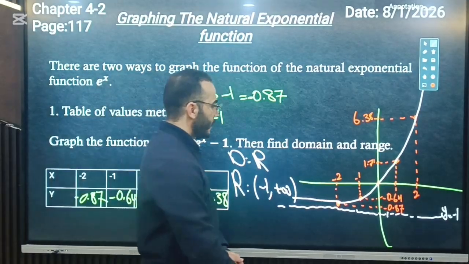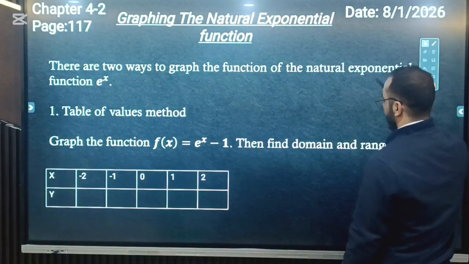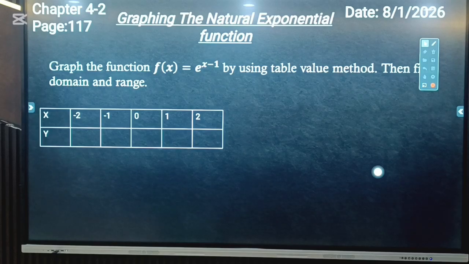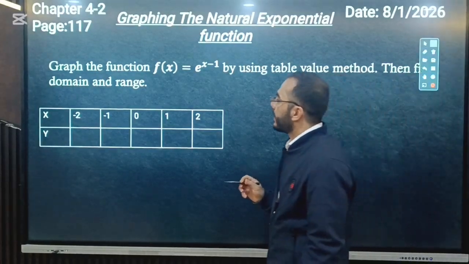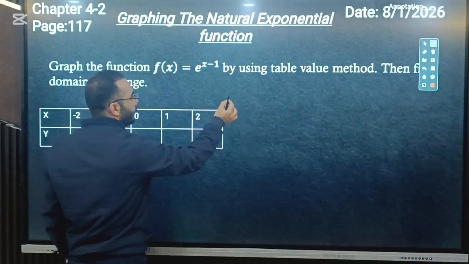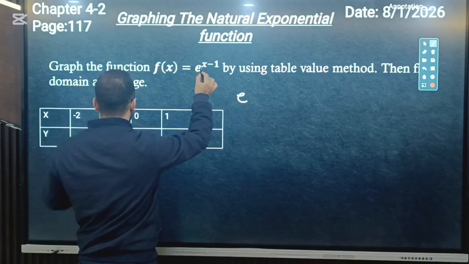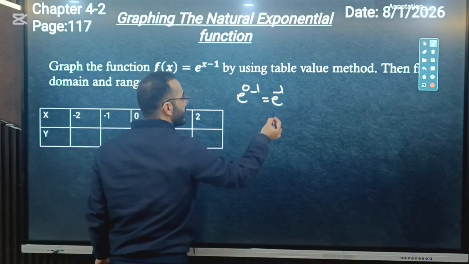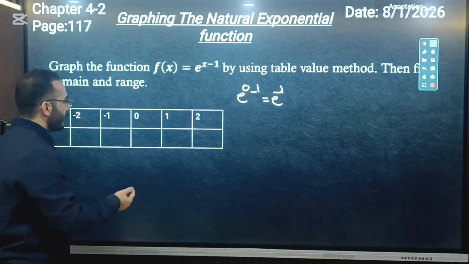Perfect. Let's move to the next question. Let's see what we have here. We have another exponential function, but this time e to the power of x minus 1, so the number is in the exponent. Let's just deal with it. First of all, instead of x, we put 0, so we have e to the power of 0 minus 1, which equals e to the power of negative 1.